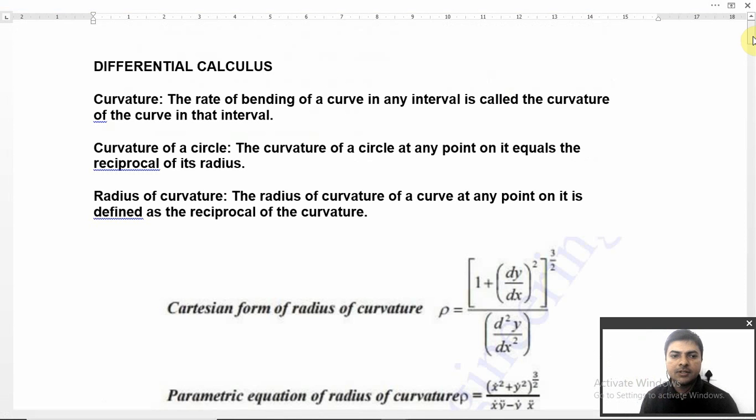Here in differential calculus, students, curvature definition: the rate of bending of a curve in any interval is called the curvature of the curve in that interval. The curvature of a circle we have already studied in my last video lecture. The curvature of a circle at any point on it equals the reciprocal of its radius. Very simple definitions. Radius of curvature: the radius of curvature of a curve at any point on it is defined as the reciprocal of the curvature. We have already discussed this.